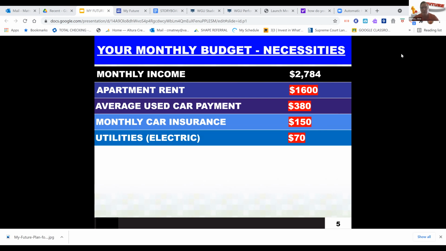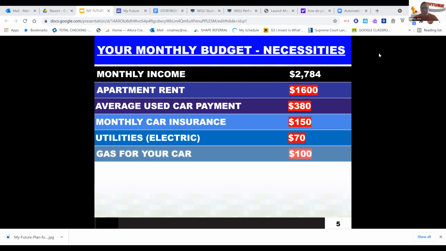You know, in Moreno Valley in the summer, especially if you live in an upstairs apartment, that air conditioner is going to be running and it's going to be expensive. But we'll keep it at 70. We'll say that's the average throughout the year.